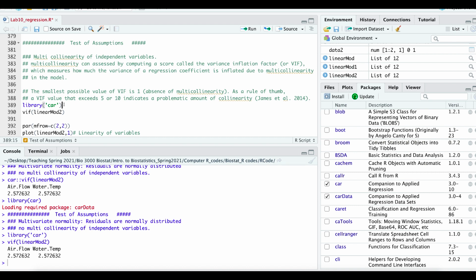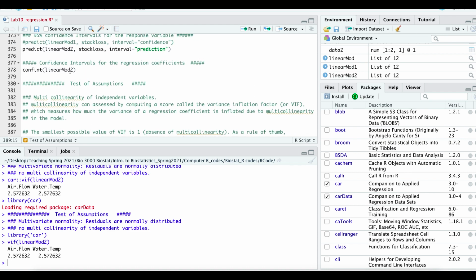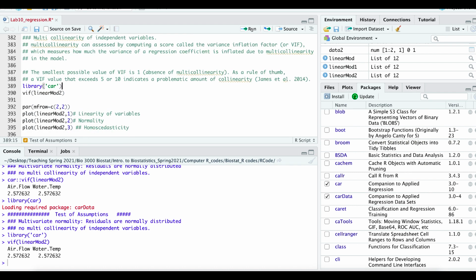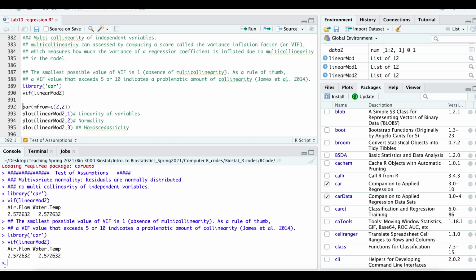For this you need to install the package car first if you don't have it already. If you have installed the package car already, then you can write library(car) and then vif of the linear model 2. Okay, let us do that. What do we get? We got 2.57 for both airflow and water temperature. So we are good, since the variance inflation factor is close to 1.